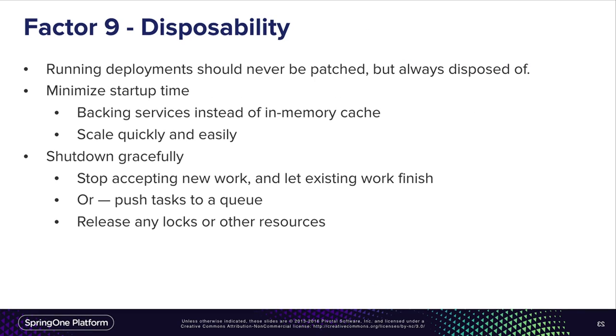Which brings us to disposability. When we're talking about scaling out, this really only works if you have the ability to very quickly spin up instances of your application. So if you're doing the old school WebSphere startup process where you have tons and tons of data being loaded into memory so you can quickly access it later, you're not going to be able to scale. Very similarly, on the shutdown, you want to make sure that you shut down gracefully and find a way to either stop accepting new work and complete your tasks, or to push those tasks to some sort of queue for another instance to pick up.